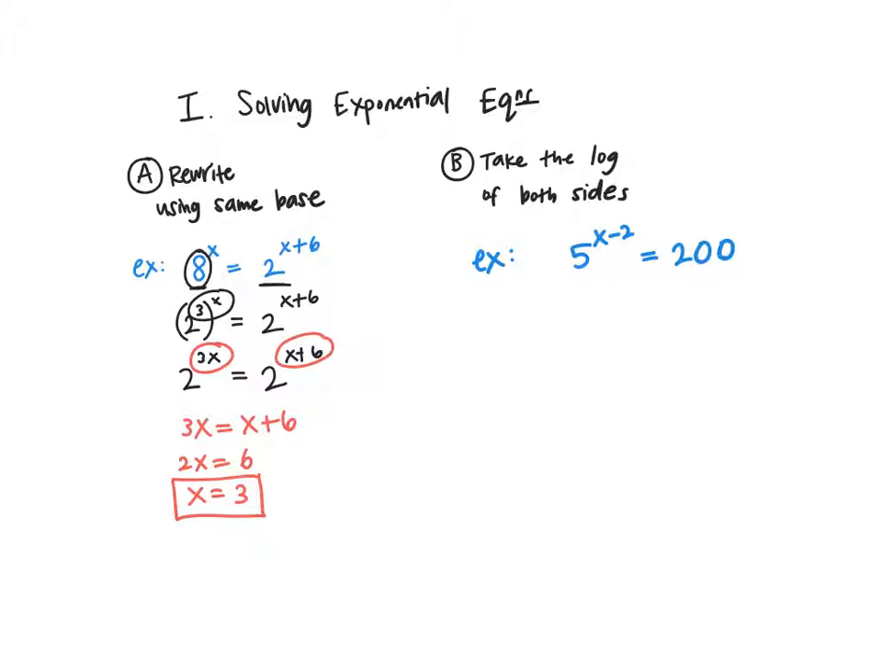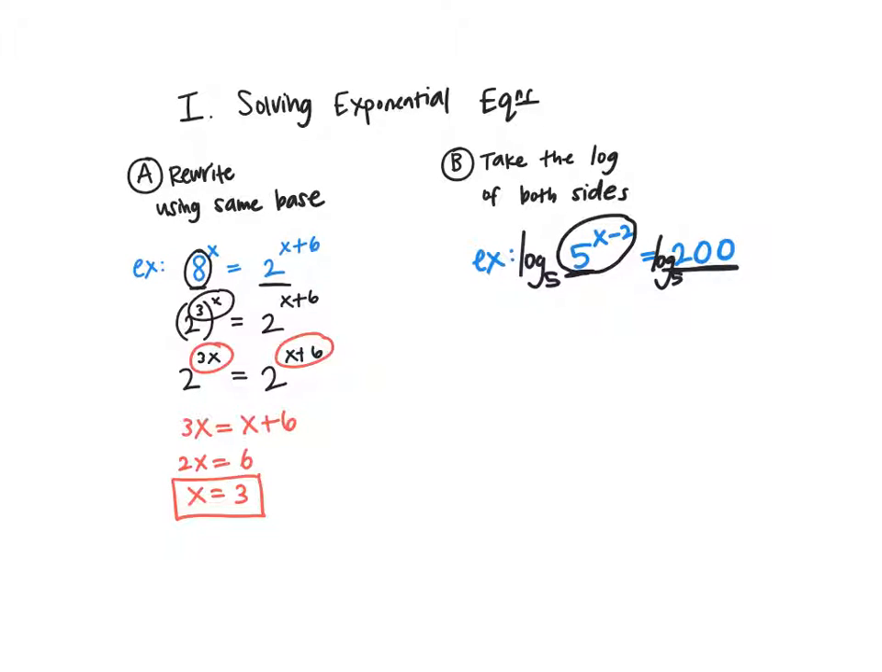So here's another example. 5 to the x minus 2 equals 200. So notice I have base 5 here, and we want to ask ourselves, is there a way that I could rewrite 200 using the same base, base 5? And the answer is no. So once you've isolated the exponential part, it's just 5 to the x minus 2, we can take the log of both sides. I'm going to take the log of both sides. And remember, I can take the log of both sides using whichever base I want. But the base that I want to use is base 5.